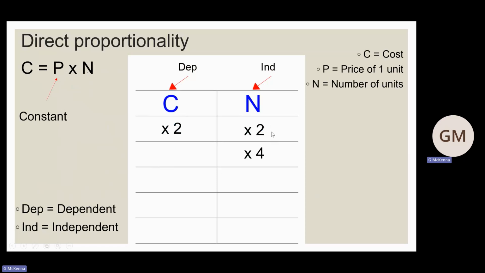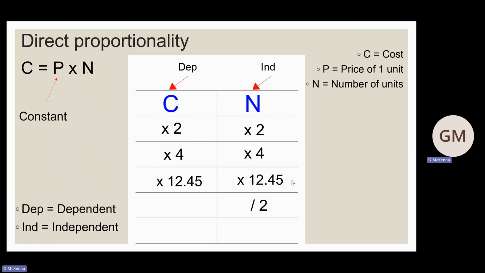If you were to multiply the number of items you purchase by a factor of 4, well, then the overall cost will also increase by a factor of 4. Similarly, if you were to multiply N by some strange number, let's say in this case 12.45, well, then the overall cost would also go up by a factor of 12.45 as well.